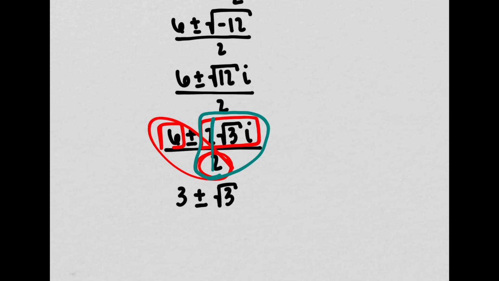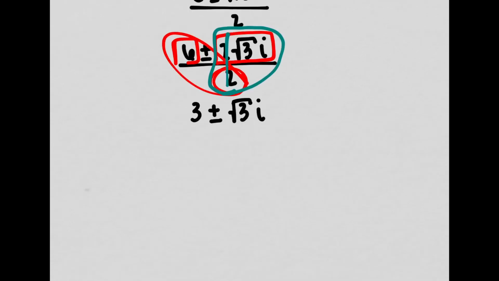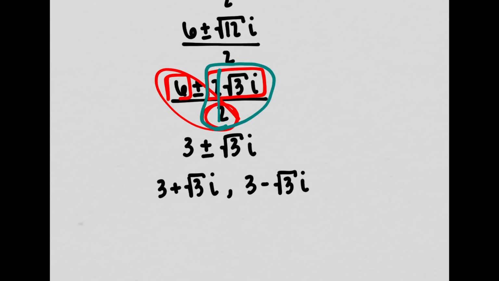root of 3i. Now, when I separate this into 2 answers, my first one is 3 plus the square root of 3i, and my second one is 3 minus the square root of 3i. So you have to be careful with those negatives under the square root. All you do is leave the number the same, and then pull the i to the outside.